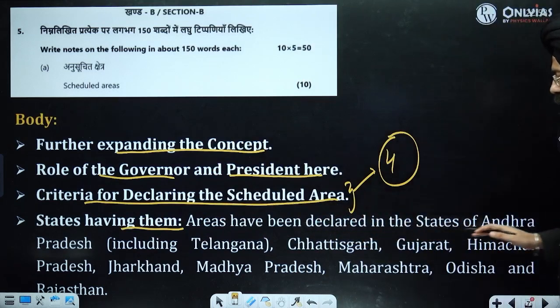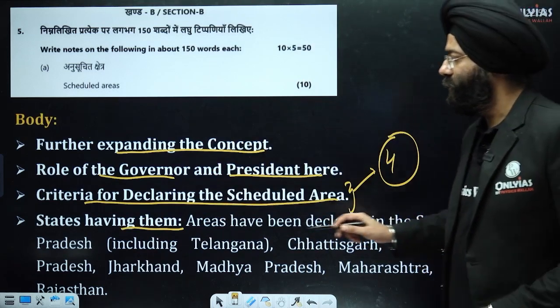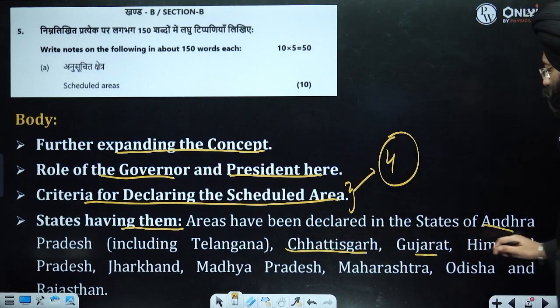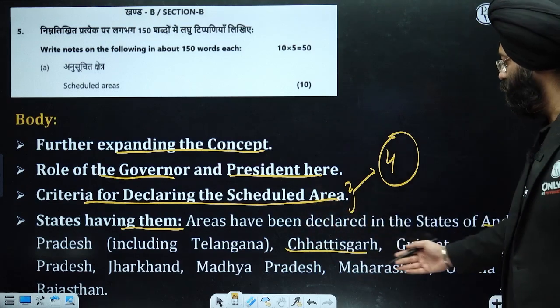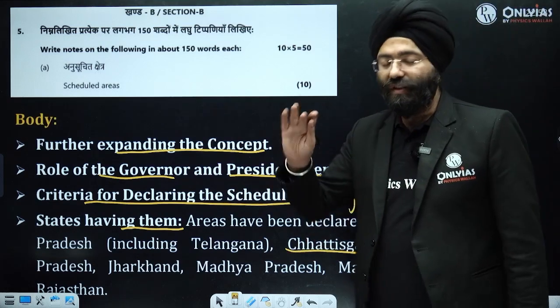Next is the states having them. You have to mention the names of the states. That is again very important. Andhra Pradesh, including Telangana, Chhattisgarh, Gujarat, Himachal Pradesh, Jharkhand, Madhya Pradesh, Maharashtra, Orissa, and Rajasthan.